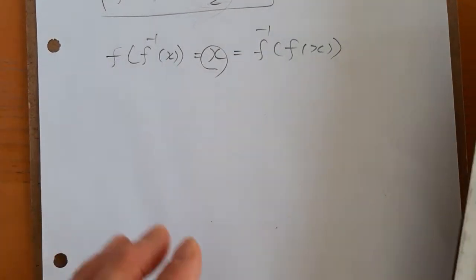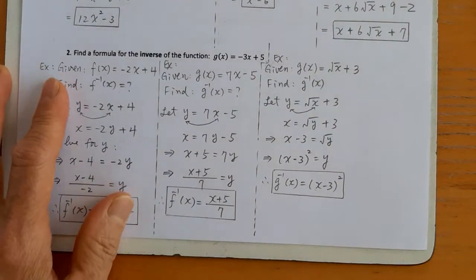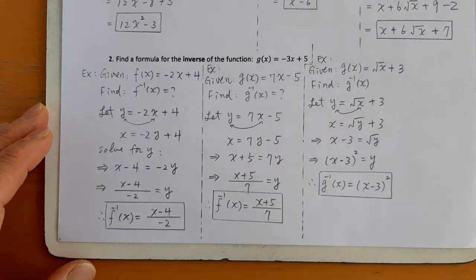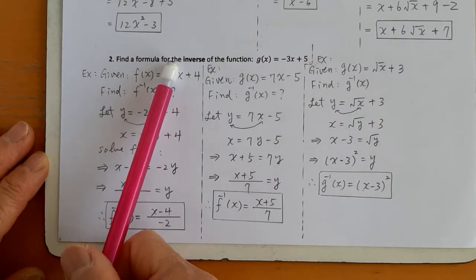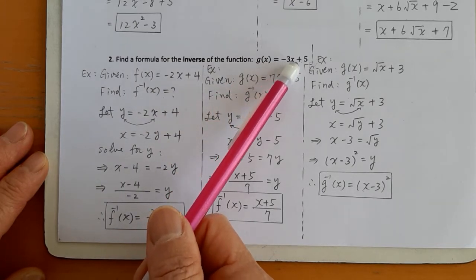Here is your homework, number 2, question 2. Find a formula for the inverse of the given function g of x equals negative 3x plus 5.